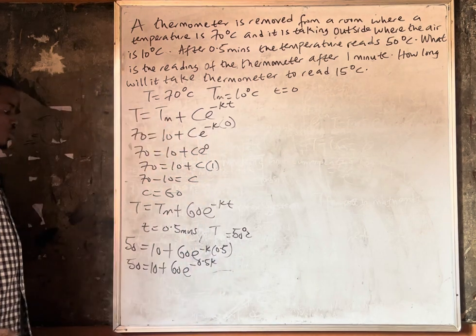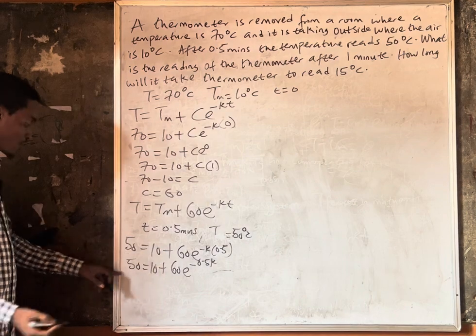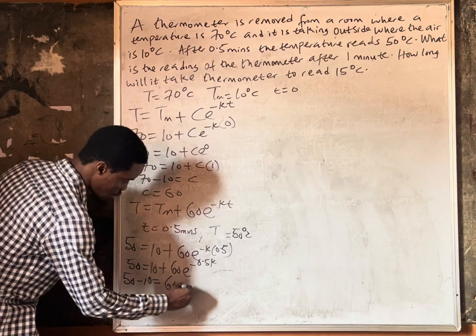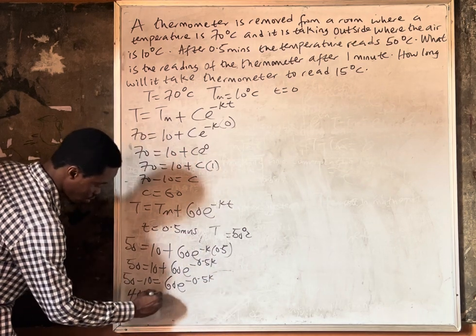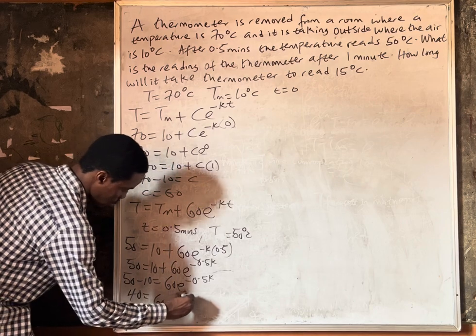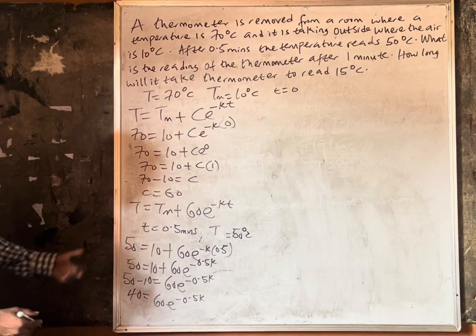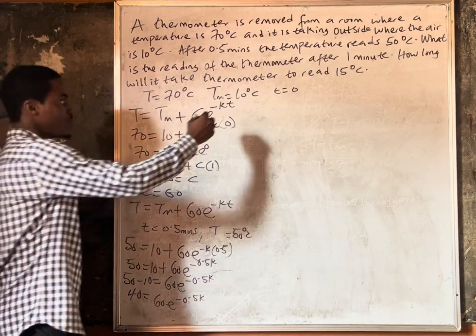From here, we can collect like terms. We take 10 to the other side, so 50 minus 10 is equal to 60 exponential minus 0.5K. So we now have 40 is equal to 60 exponential minus 0.5K. From here, we can divide both sides by 60, so that we now have exponential minus 0.5K.